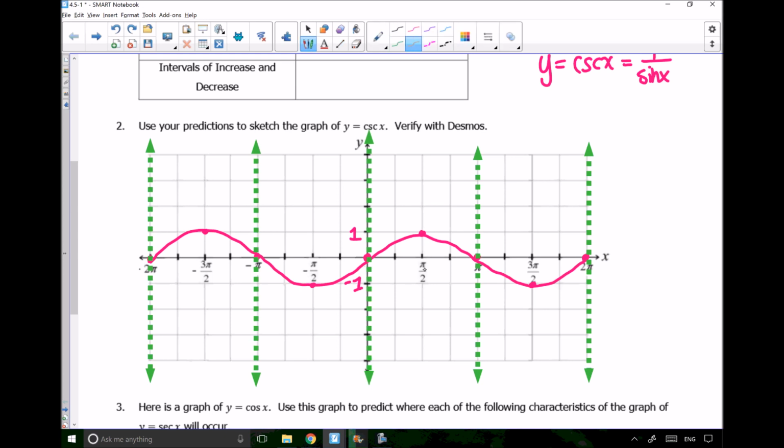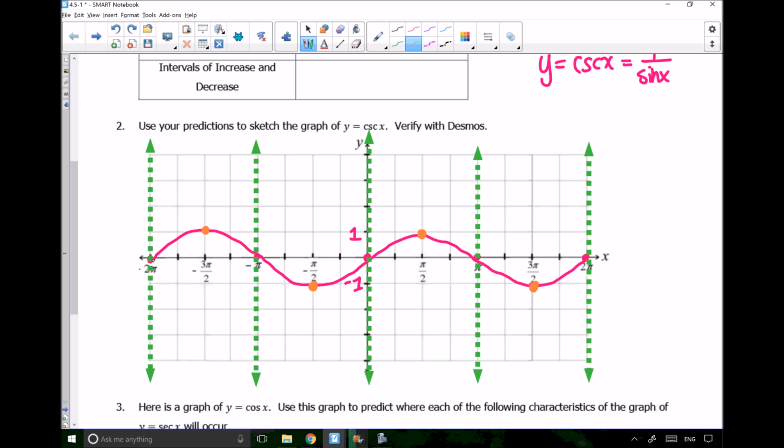Okay? I also know that I have a value of 1 when x is pi over 2. Well, the reciprocal of 1 is going to be 1. So I know that my new graph is going to also have a point at 1. And the reciprocal of -1 is -1. So I know my new graph will have a point here. Same with this example right here, as well as at -3 pi over 2. Okay? So now I want to know, well, what's happening exactly?